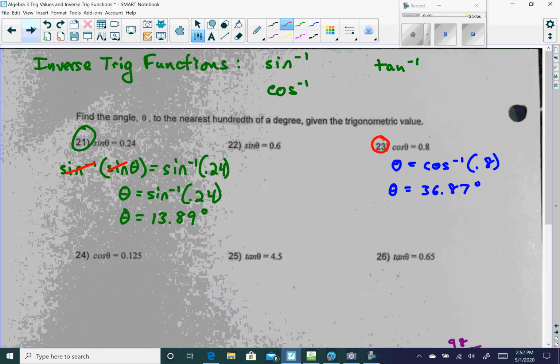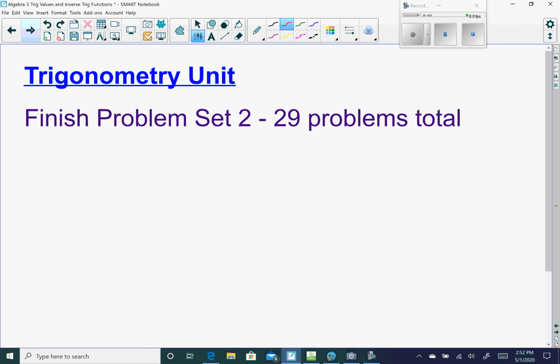All right, so your assignment is just to finish problem set 2, the remaining of the 29 problems that we didn't go over just yet. I will have you turn this in probably just by the end of the week, because I'm going to give you another lesson tomorrow. So I'll hit you with 2 new lessons and then give you the rest of the week to work on the homework and submit by Friday.